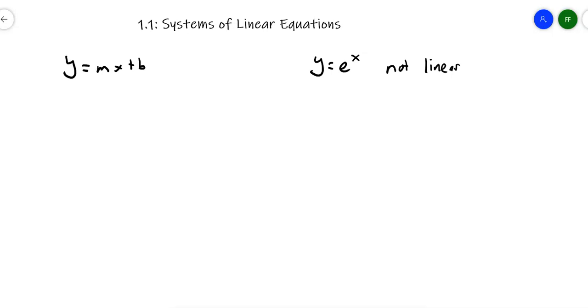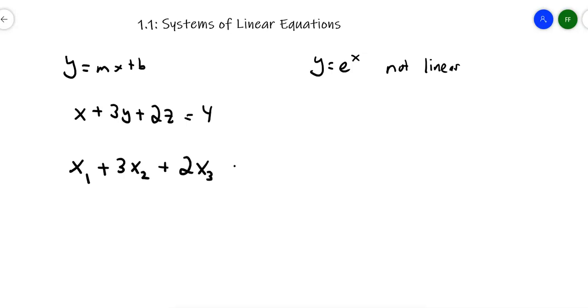We can write equations for linear systems. So for example, you might have the equation of a plane, right? x plus 3y plus 2z equals 4. But sometimes in a course like this, rather than use x's and y's and z's, we use variables with subscripts. So I might write something like x sub 1 plus 3 times x sub 2 plus 2 times x sub 3 equals 4. And by sub, I'm talking about those subscripts, x sub 1, x sub 2, x sub 3.